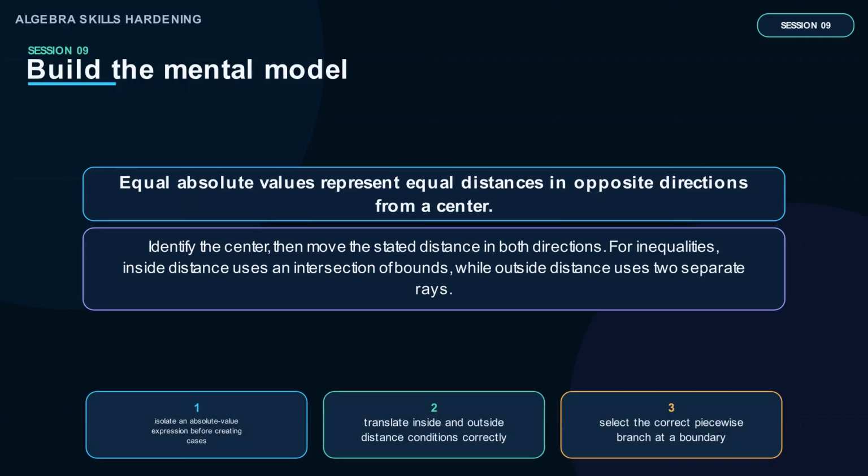The key distinction is this: isolate an absolute value expression before creating cases. Then connect it to the second goal. Translate inside and outside distance conditions correctly. Correct methods begin with correct interpretation. When a problem looks different, look for the same mathematical structure instead of an identical example. That transfer makes the skill durable.